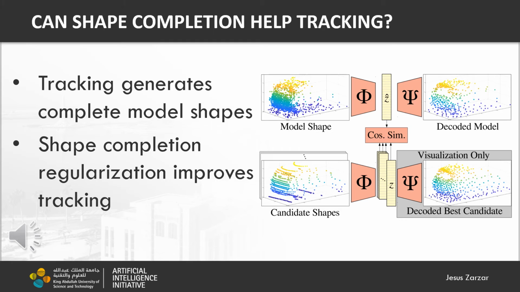One byproduct of this method for tracking is that we generate a target model that is more complete than any of its partial views. This complete view can be used during training to improve the tracking. By decoding the target model's representation into a complete shape, we ensure that the representations are semantically meaningful. Since the model representation can be used to generate complete model shapes and is also learned to be similar to partial views of the same object, the encoder and decoder can be used to perform shape completion. We show that regularizing the network by performing shape completion improves tracking.